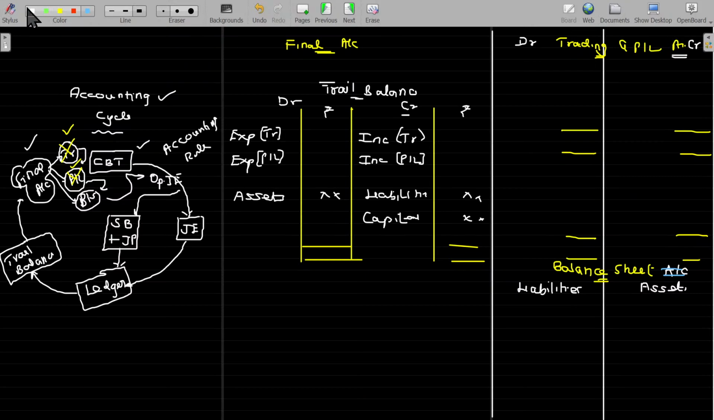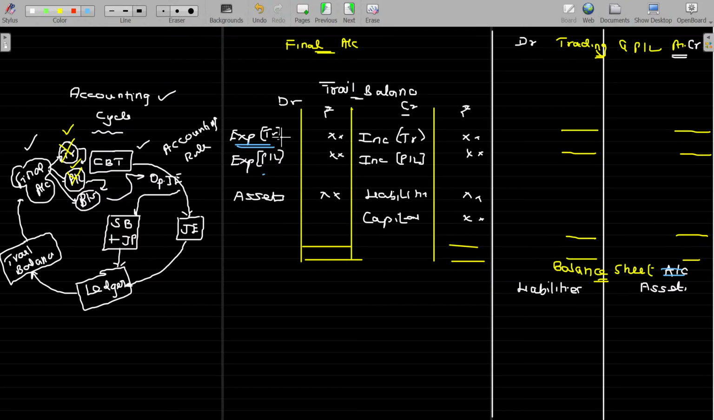Now, why I tell you is very important. The expenses are transferable from one account to another account, from expenses account to trading account, or from expenses account to P&L account. If you are transferring from one account to another account, we can transfer through a journal entry. The journal entry is named as transfer entry.